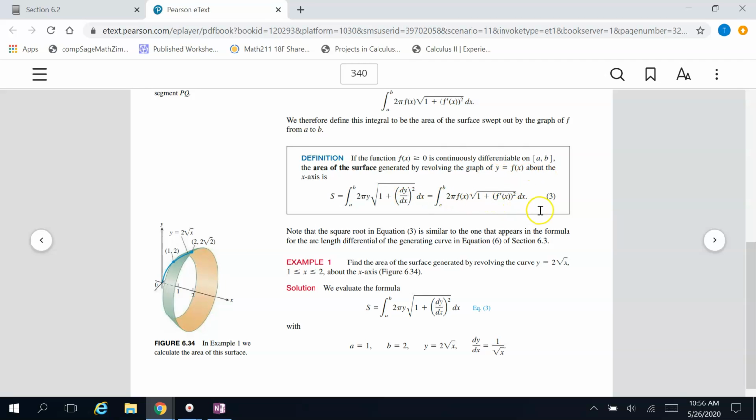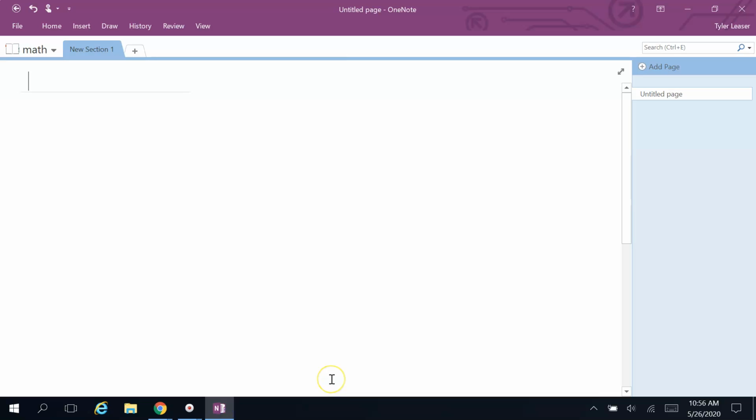But let's just do a quick example. We'll do this one. Find the area of the surface generated by revolving the curve y equals 2 square root x from 1 to 2 about the x-axis. And here's the shape that we end up getting. All right, moving over to OneNote. So y equals 2 root x from 1 to 2.